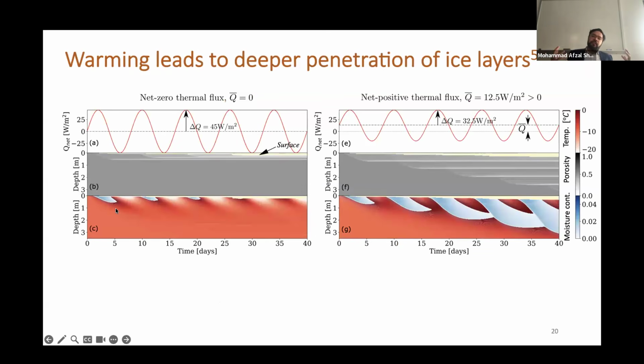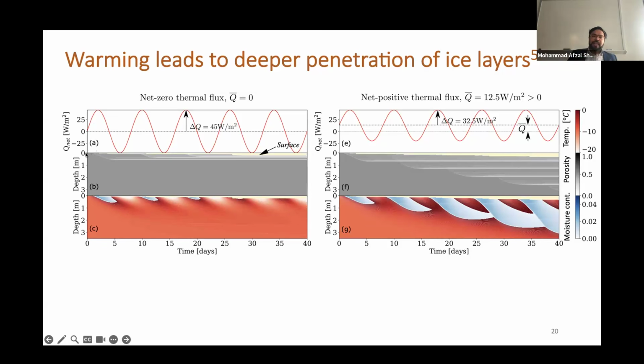We take the same 50% porous firn at minus 10 degrees Celsius and apply sinusoidal thermal flux forcing at the surface, here shown as QNet. The left side is the case we call net zero thermal flux, where whatever is being supplied during the positive or warm period is being taken back during the cold period. So it's net zero if you take a time average of this surface thermal flux forcing.